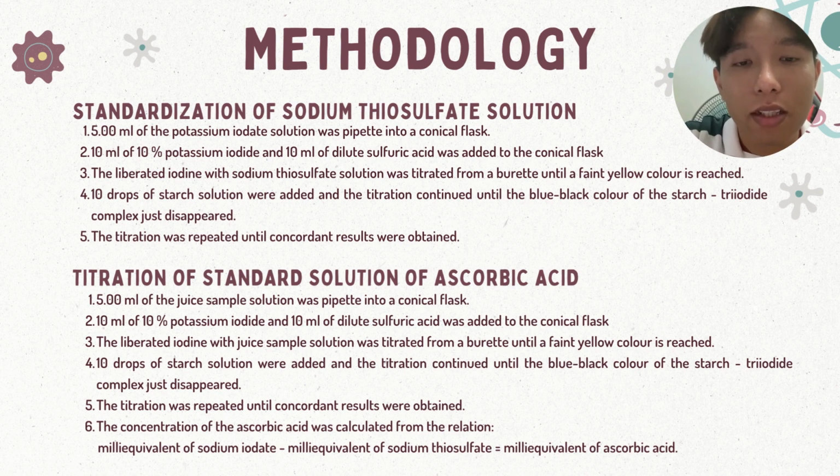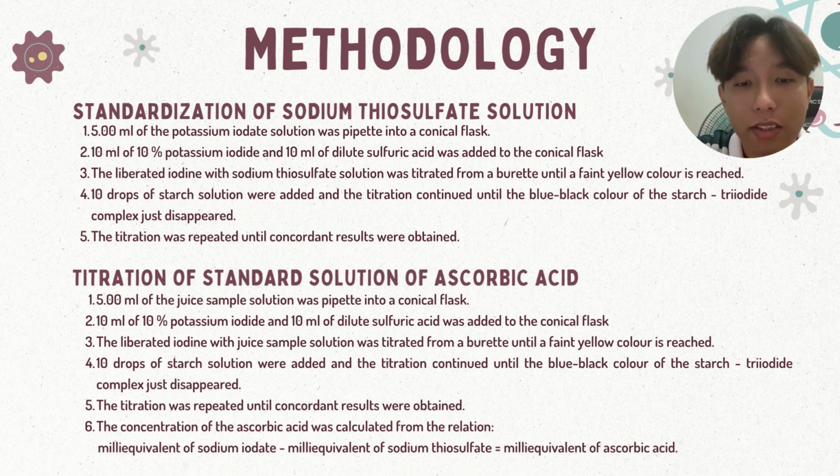Now, I will explain about methodology. First of all, standardization of sodium thiosulfate solution. 5 ml of potassium iodide solution was pipetted into a conical flask. Then, 10 ml of 10% potassium iodide and 10 ml of dilute sulfuric acid was added to the conical flask. The liberated iodine was titrated with sodium thiosulfate solution from a burette until a faint yellow color is reached. Then, 10 drops of starch solution were added and the titration continued until the blue-black color of the starch triiodide complex just disappeared. Lastly, the titration was repeated until concordant results were obtained.